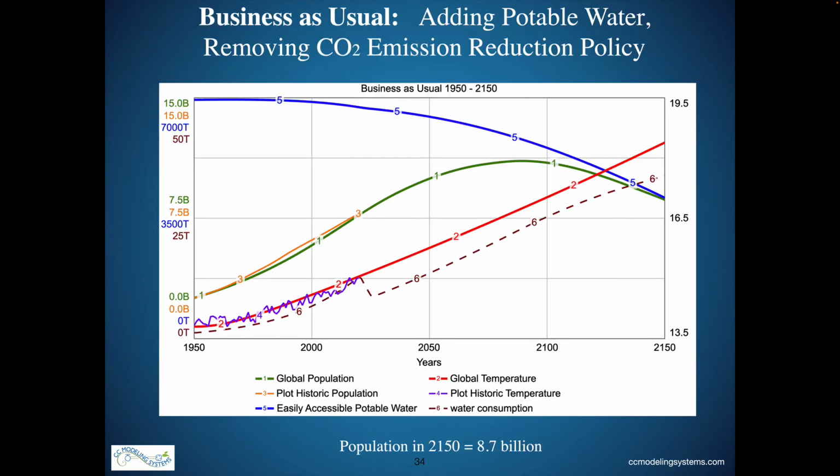This slide shows business as usual with the easily accessible potable water concept added to the global climate change model segment constructed earlier. The blue graph shows the global quantity of easily accessible potable water. The dashed brown graph shows the total water consumption outflow. Notice the decrease in water consumption in the dashed brown graph from 2020 to 2025.